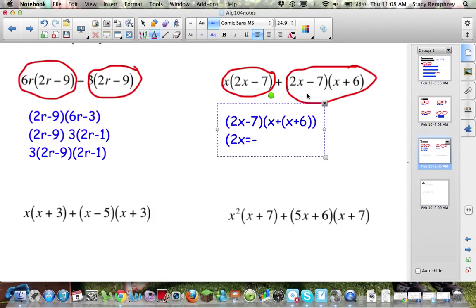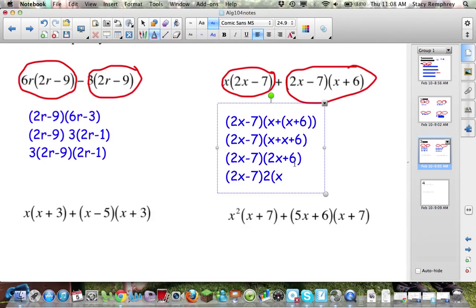Okay, and I'm going to just look to keep simplifying. So I simplified everything in the parentheses the best I could. Now I'm going to double check. 2x minus 7. Can I break it into binomials? Does it have a GCF? No. What about this one? It can't be binomials, but it does have a GCF. So I'm going to pull the 2, and I'll be left with x plus 3.